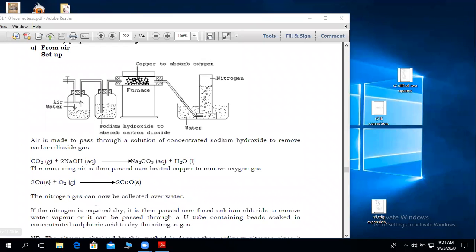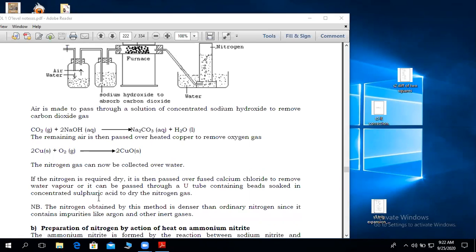The nitrogen gas can now be collected over water. So you remember the condition for collecting a gas over water: the gas should be insoluble in water. Nitrogen gas is insoluble in water. That's why it is possible to collect it over water. If the nitrogen is required dry, then it must be passed through a drying agent. The common drying agent is fused calcium chloride. We can pass it through a U-tube.